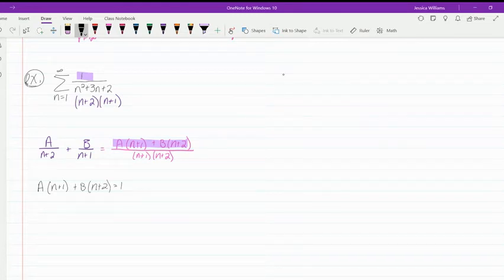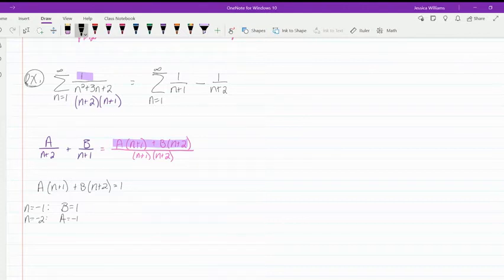All right, so we can pick whatever we want for n. I'm going to let n equal -1. If I plug in n equals -1, this term with A is goodbye. I get B equals 1. If I let n equal -2, this term with B is goodbye, and then I get negative A equals 1, so A equals -1. So we are rewriting our series this way. Let's see, I'm going to do the positive one first, 1 over n plus 1, and then minus 1 over n plus 2.